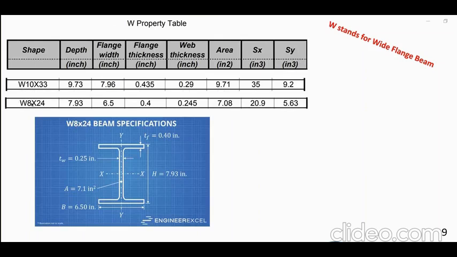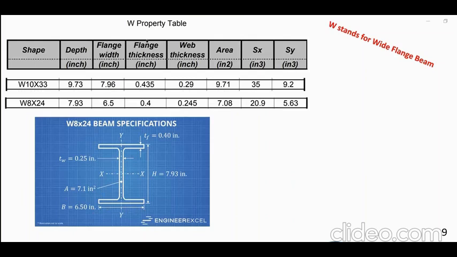For example, you look at W8 by 24. Now, first of all, look in this table. It says the depth is 7.93. This is the depth right there. This is the flange width, okay? There is your web. This is called the web. These are called flanges. The width of the flange is 6.5. See that? 6.5. Here's the drawing.